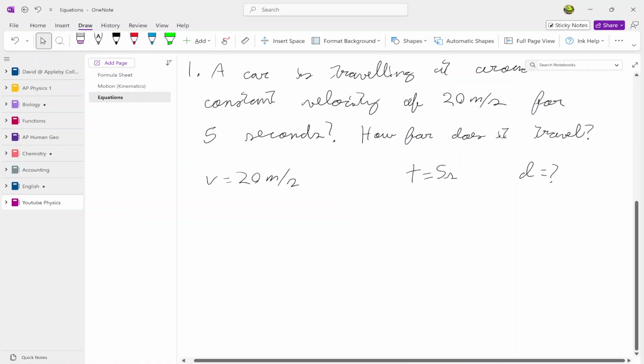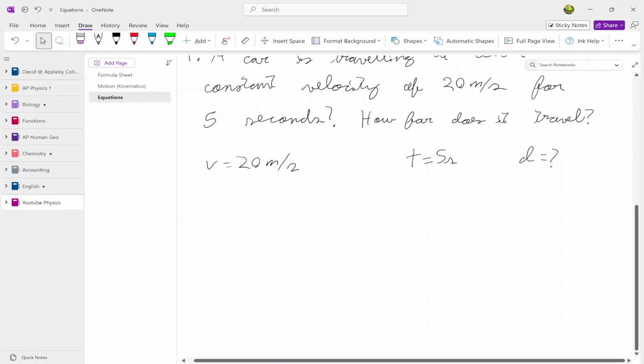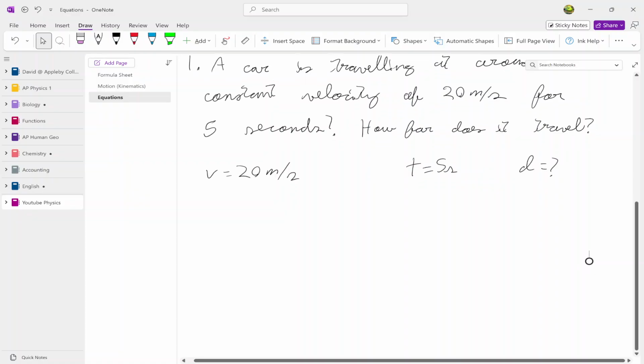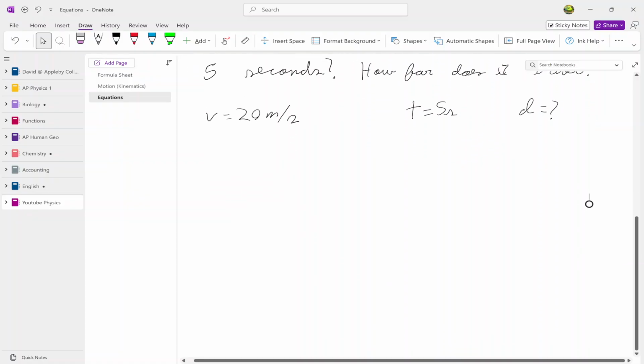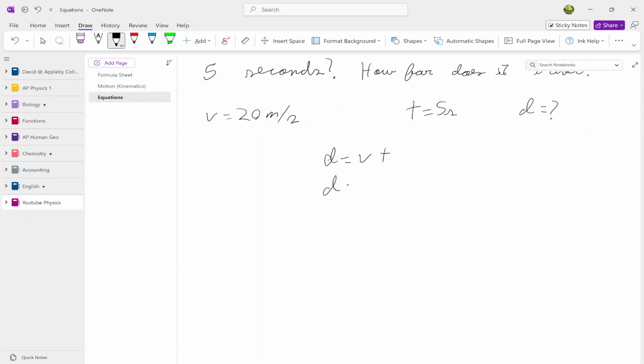Okay, so now we have these three components. What equation do we know or have we learned that uses these three? Well, obviously, the only one we actually have learned, and that would be d equals vt. Okay, so let me get a calculator.